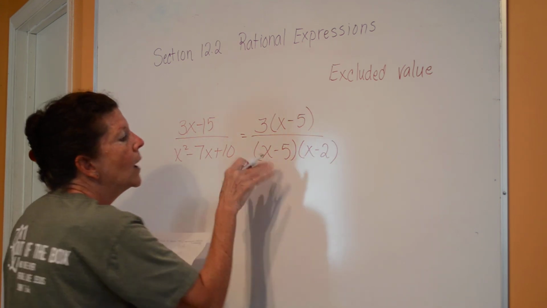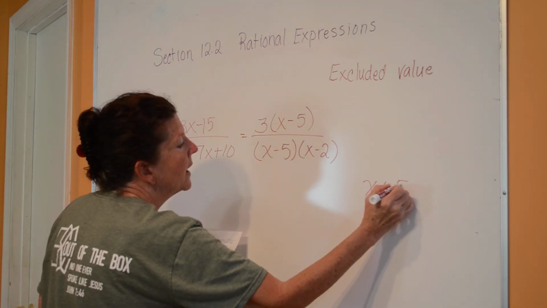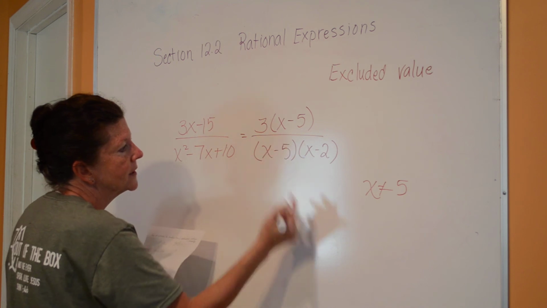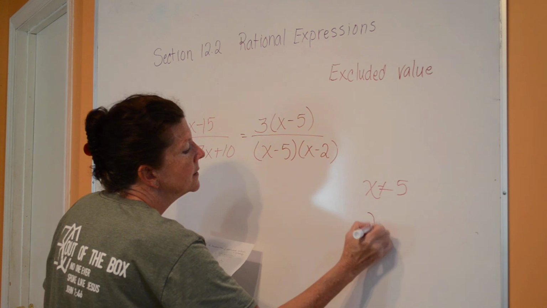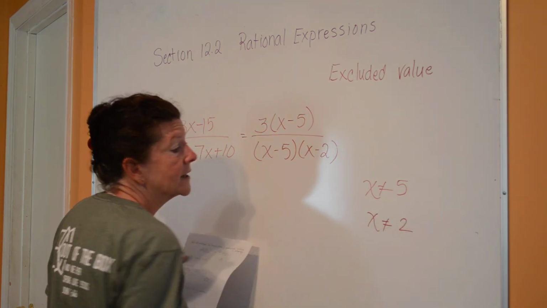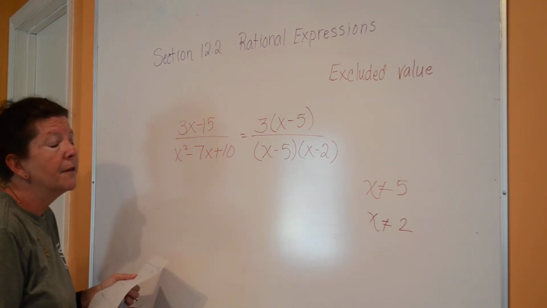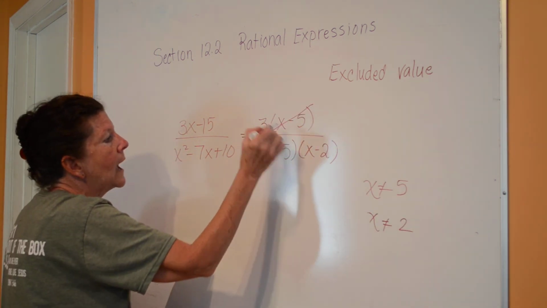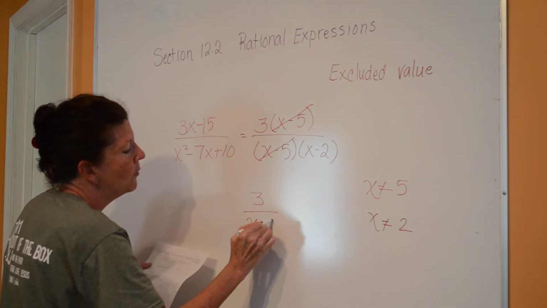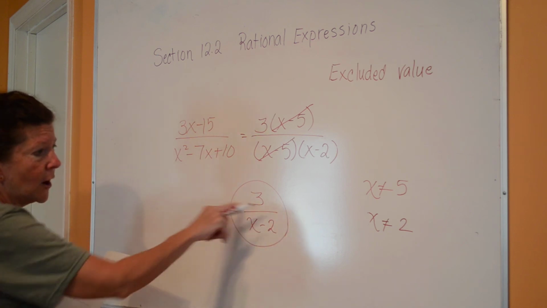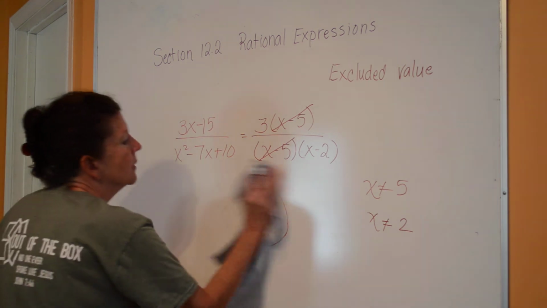Now I look and I go, what can x not equal? Well, x cannot equal 5, because if I have a 5 there, this whole term is 0, which I'm multiplying by 0, so the whole bottom would be 0. And x cannot equal 2. Those are what we call our excluded values. Then if I go to simplify this, I mark out the x minus 5 and the x minus 5, so I have a 3 over x minus 2. So they're actually asking you for both of those. All right, you try one.